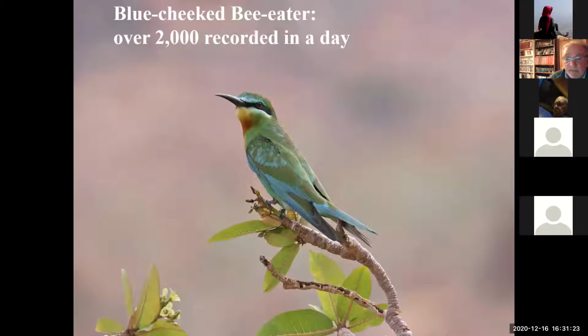Blue-cheeked bee-eater, birds like this can suddenly invade the island, and one day in October we recorded over 2,000 that just suddenly arrived out of the blue, probably caused by vagaries of the weather systems we didn't understand. But so it's an exciting place for finding some exciting birds.